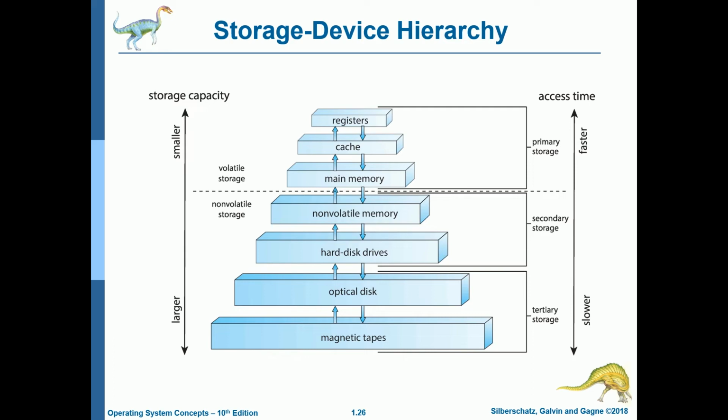Now, looking at this is a way that we can start dividing up the storage hierarchy inside of a system. As we can see right here, your registers are your fastest storage devices. Then below that, you have your cache, followed by your main memory, and this corresponds to your volatile storage. Now, when we go into non-volatile storage, we start getting slower and slower. So you then have your non-volatile memory, which is a little faster, followed by your hard disk drives, followed by optical disks, so these are called tertiary storage, and then magnetic tapes.